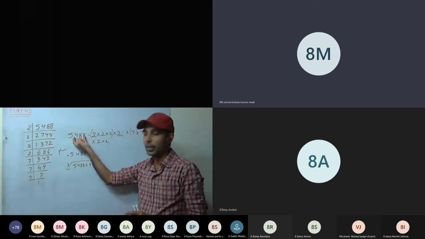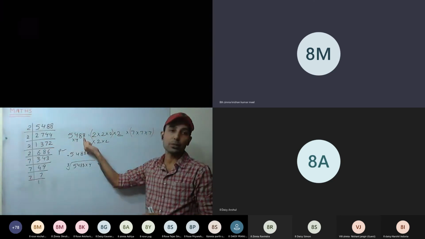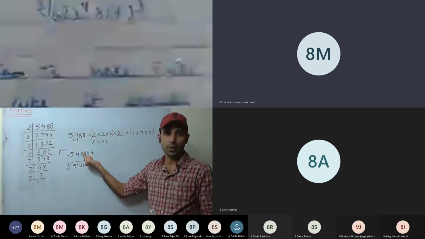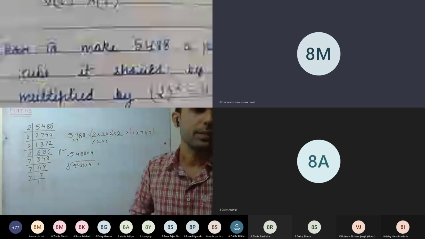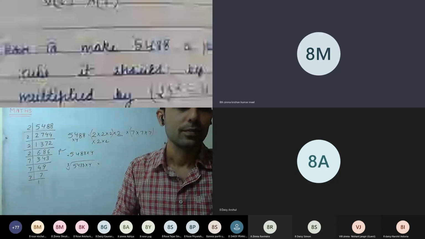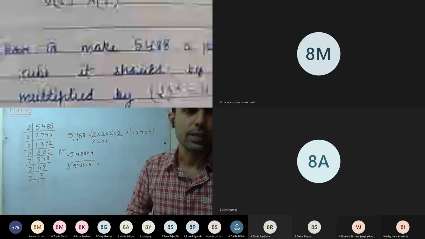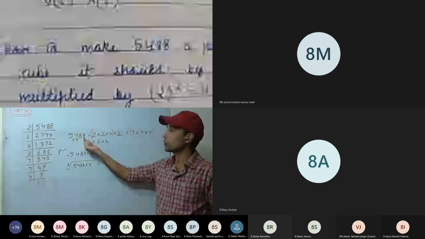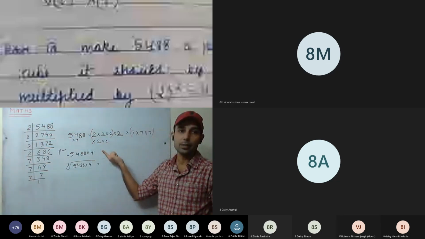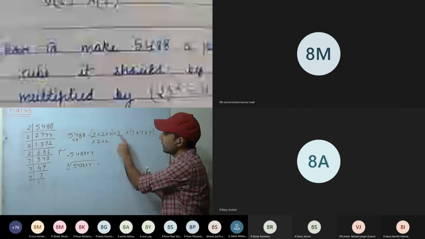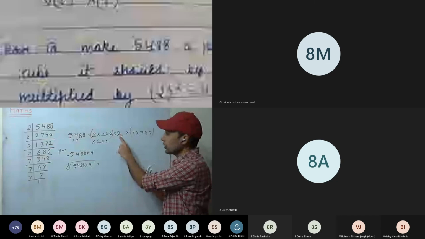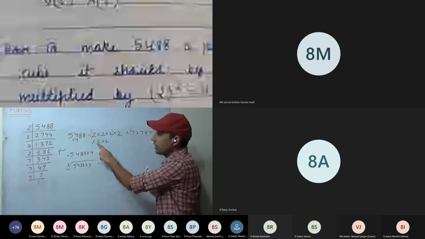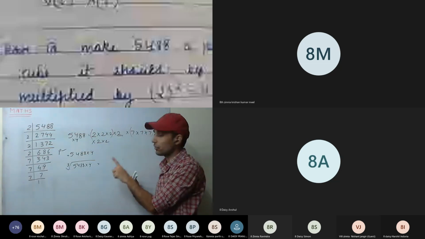Now, by what number must 5488 be multiplied so that the resultant product becomes a perfect cube? So by what must it be multiplied? We must have the triplet of 2. So one 2 is there, 2 more 2s we require. So multiplied with 4. So the resultant number will be the perfect cube.